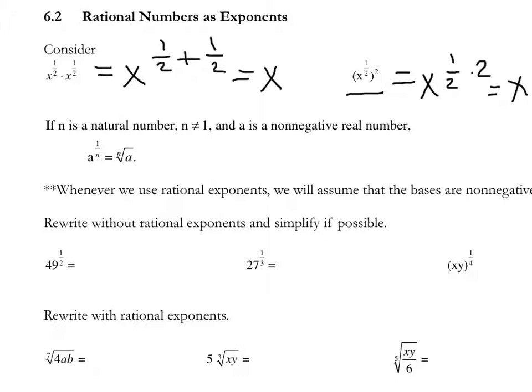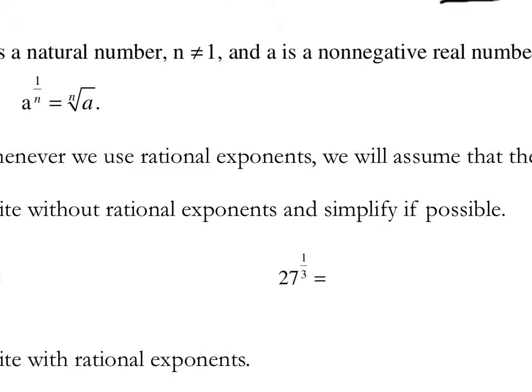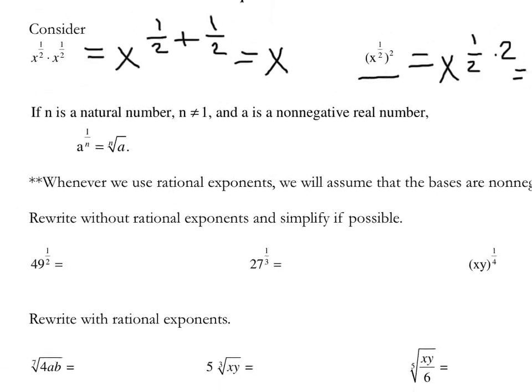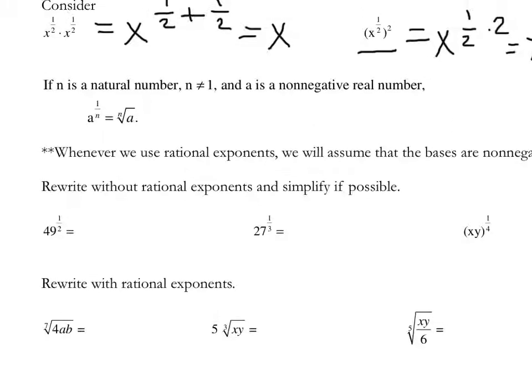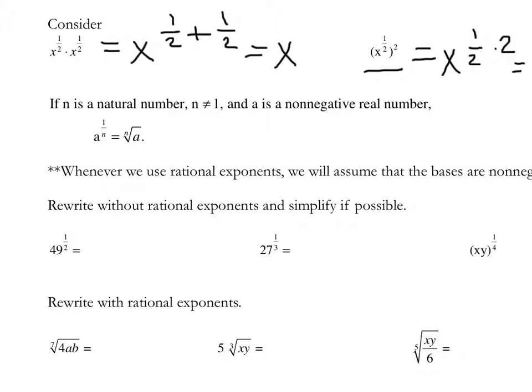So what does a 1/2 exponent mean? Or a 1/3 exponent, or any kind of fractional exponent? If n is a natural number, n is not equal to 1, and a is a non-negative real number, so it can be 0 or it can be positive, then a to the 1/n means the nth root of a. So when you have a fractional exponent, it means a root.